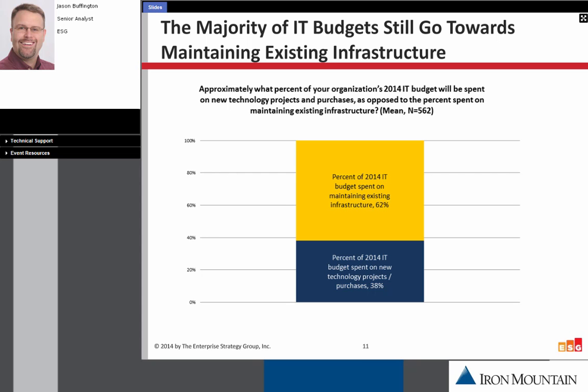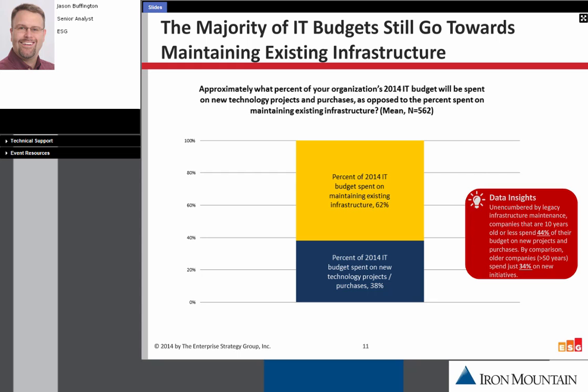By the way, what's interesting from a compliance angle on that is that that number is even worse for organizations that are older. So for those organizations that actually have a longer depth of tenure and therefore more data to manage or to retain, those numbers go down even further. So only 34% of their IT budget in 2014 was actually committed to new technologies. The other 66% was actually spent on maintenance.